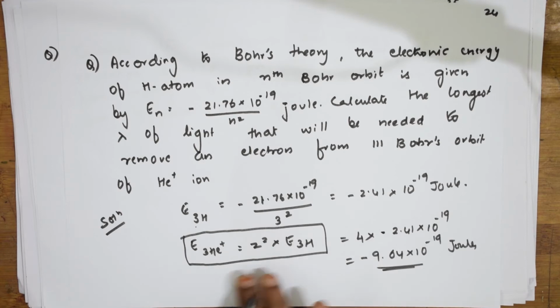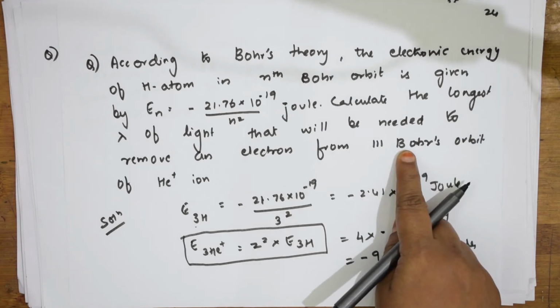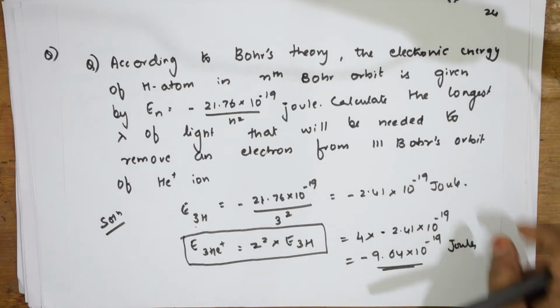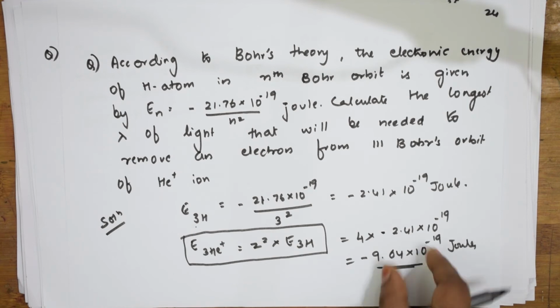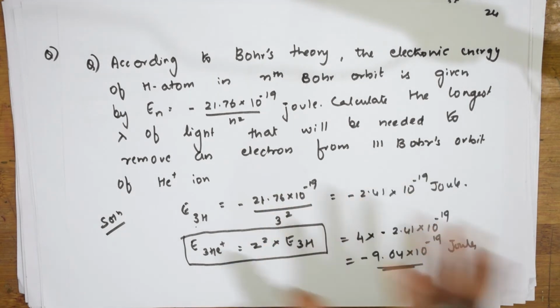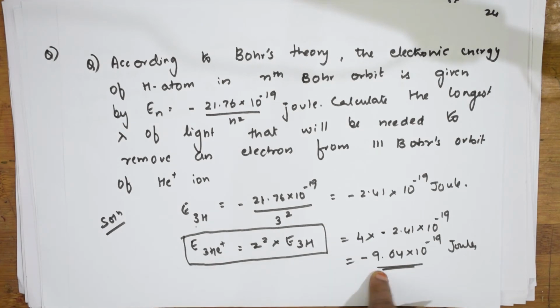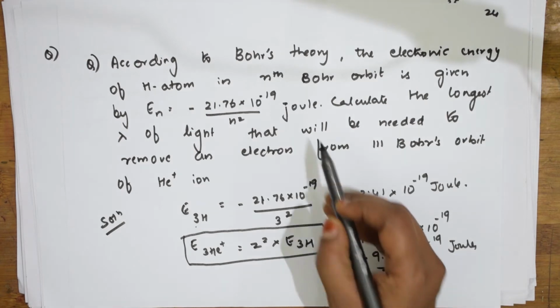Fine. I have compared both. Now, what did they say? If I have to remove the electron from the third Bohr's orbit, energy equivalent to almost 9.64 into 10 raised power of minus 19 should be provided. If so much energy is provided, then only I can remove an electron from the third Bohr's orbit of this helium. For helium, so much energy I have to supply. Then I can easily take out the electron. Fine. So now what else did they ask me? The first part is over.